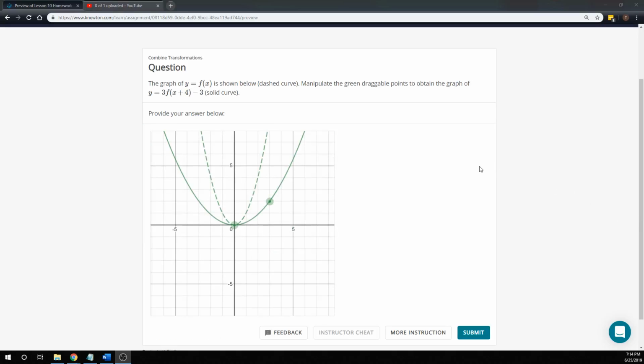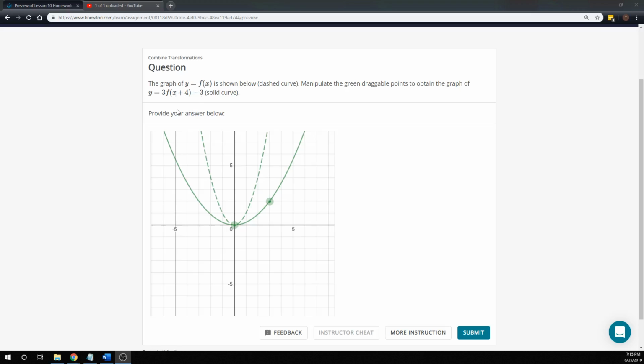In this video, we're going to talk about another combination of function transformation problem from Newton. So here we're given the graph y equals f of x. It's the curved, or the dashed function here. And they ask us to drag these 2 points around so that it forms the graph of y equals 3 f of x plus 4 minus 3.